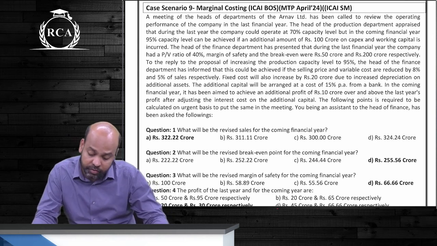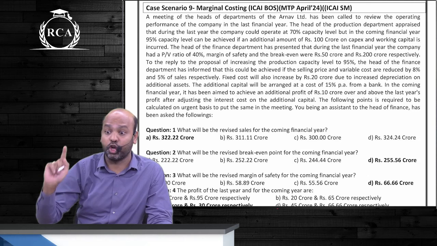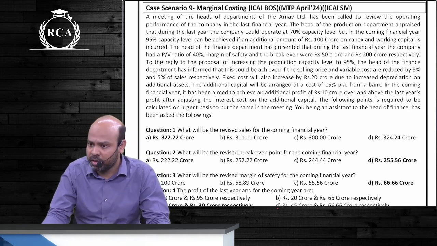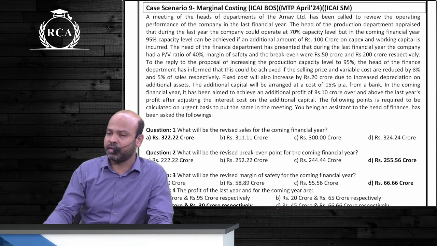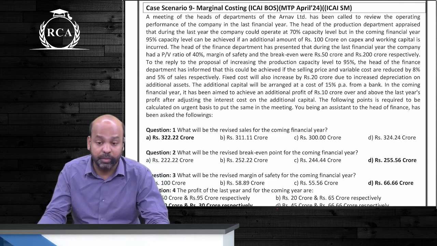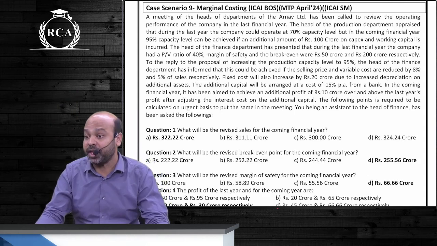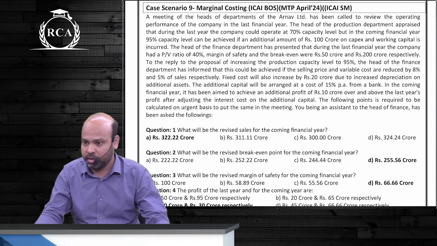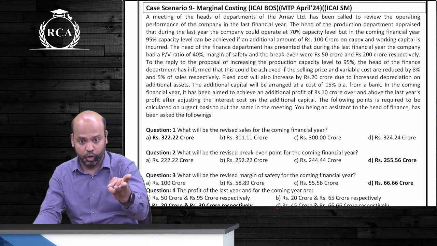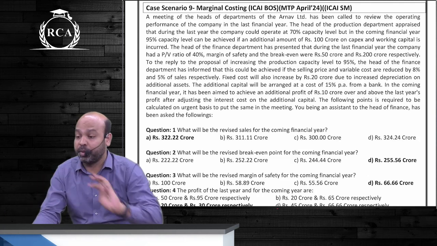Next. Fixed cost will also increase by 20 crores due to increased depreciation on additional assets. I said above, the 100 crores is not your expenditure; the depreciation on it is your expenditure. What was last year's fixed cost? 80 crores. Fixed cost is now increasing by what amount? The additional capital will be arranged at a cost of 15% from a bank. How much amount are we investing more? 15% on 100 crores, how much will be my interest? Now what is my total fixed cost? 80 crores, 20 crores plus 15 crores, put together 115 crores.